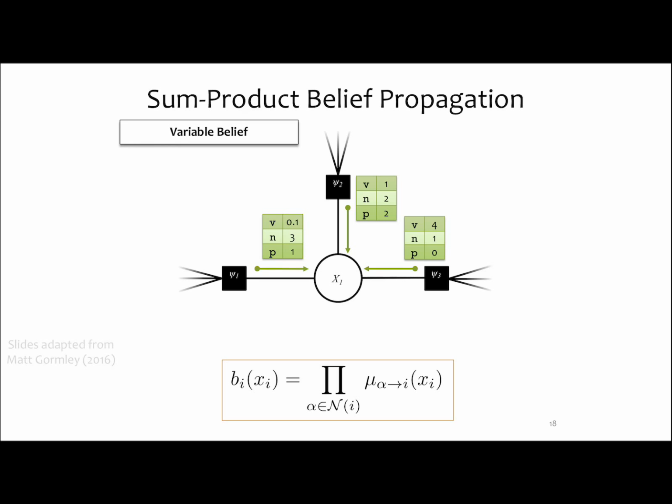So in terms of discrete random variables, let's say that x1 has 3 states: verb, noun, or something else. These 3 states get multiplied to each other. It's like the 3 vectors get a Hadamard product with each other, an element-wise product, and it forms basically a belief. So here, for example, the belief for V1 is going to be the multiplication of 0.1, 0.1, and 4, which is going to be 0.4.